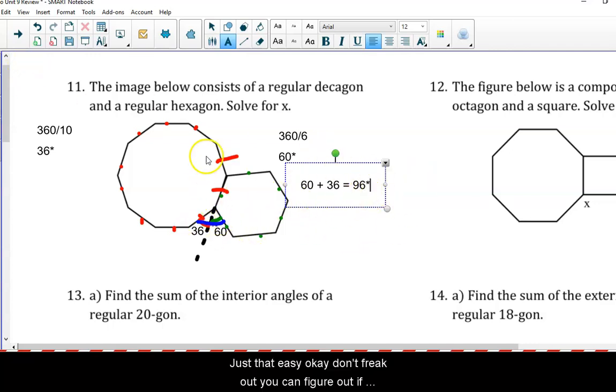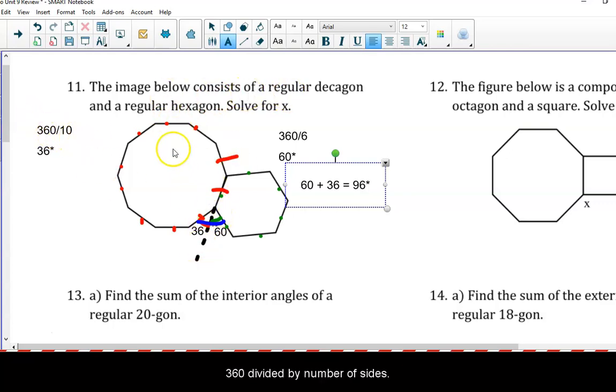Don't freak out. You can figure out, if you really want to, what the interior angle is here and what the interior angle is here, and then subtract from 360. I've seen kids do that perfectly fine if you like to do a lot of work. If you want to take the easy way, just go the exterior angle route: 360 divided by number of sides, 360 divided by number of sides, and then add those up.